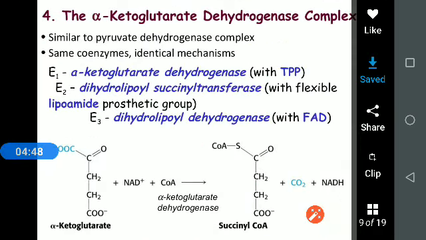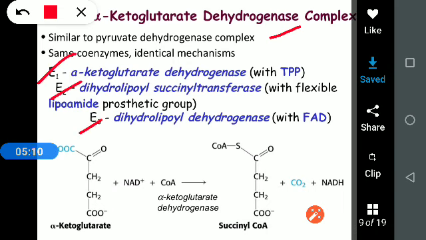Next reaction, conversion of alpha ketoglutarate to succinyl CoA. Alpha ketoglutarate dehydrogenase is a complex enzyme. It is the same as the pyruvate dehydrogenase complex which we have seen, the conversion of pyruvate to acetyl CoA. So here also E1, E2, E3 complexes are there: alpha ketoglutarate dehydrogenase with TPP, then dihydrolipoyl succinyl transferase with the flexible lipoamide prosthetic group, and dihydrolipoyl dehydrogenase with FAD.